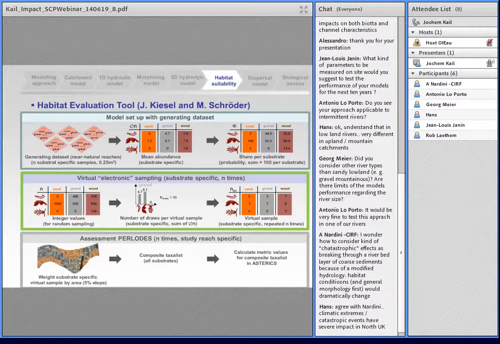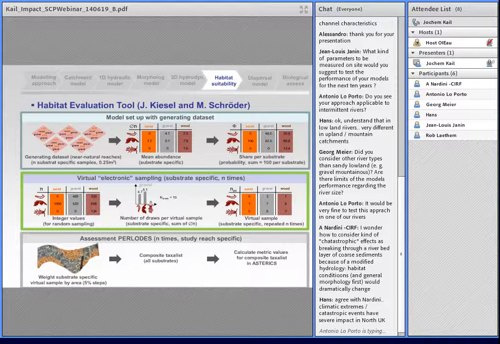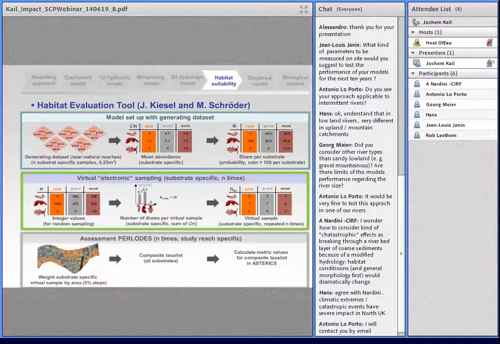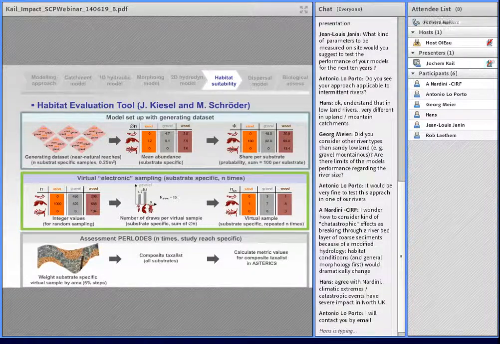Yes, good comment on catastrophic events. No, it's not possible to really include this. I think it's a general problem with ecology that we always stick to these kinds of mean values, and that we have problems with considering the effect of thresholds which are passed.